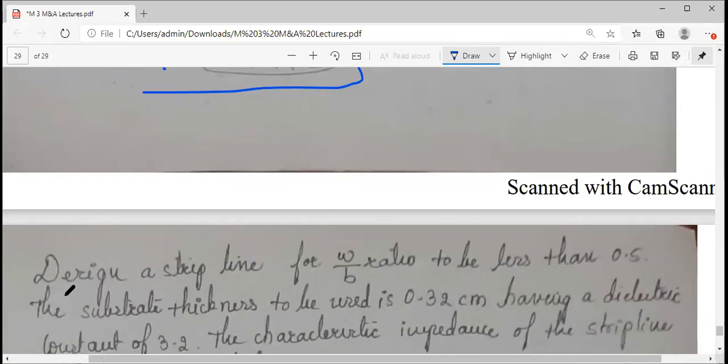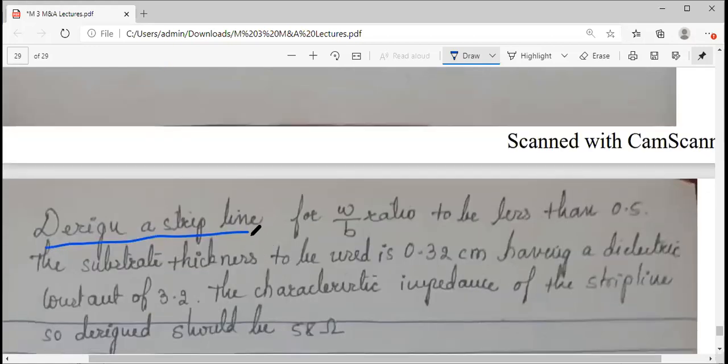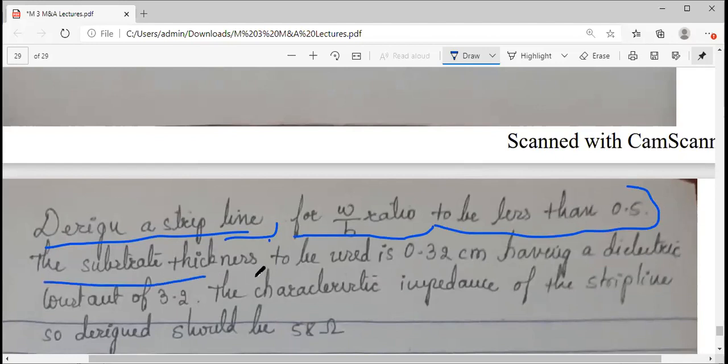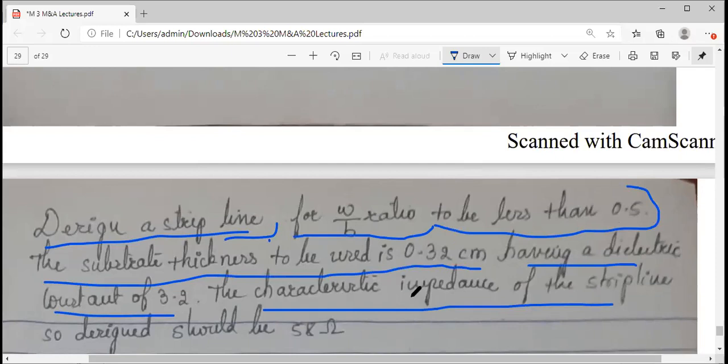However, you can just see, read it out. Design a strip line. Designing means you are finding the different parameters, right? So design a strip line for W by B ratio to be less than 0.5. The condition is given that the W by B ratio should be less than 0.5. The substrate thickness to be used is 0.32 centimeters, having the given dielectric constant. The characteristic impedance of this line should be 58.